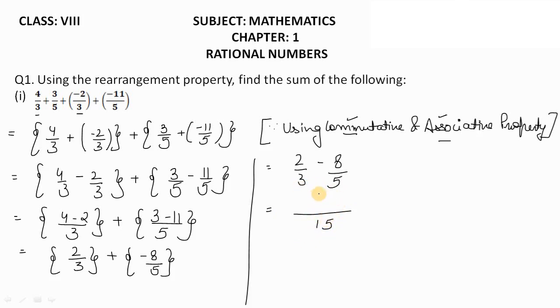Now 15 comes in the table of 3 at 5, so we will be multiplying 2 with 5. Now 15 comes in the table of 5 at 3, so we are multiplying 8 with 3. So now 2 multiplied by 5 is 10 and 8 multiplied by 3 is 24. Now we need to subtract 10 minus 24. It will be minus 14 by 15 is the answer.